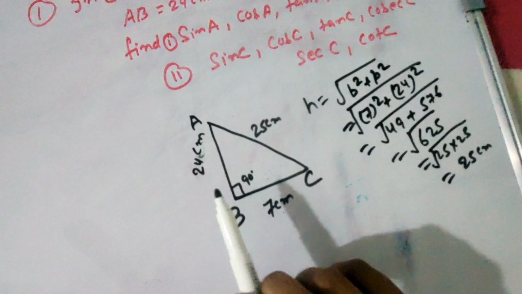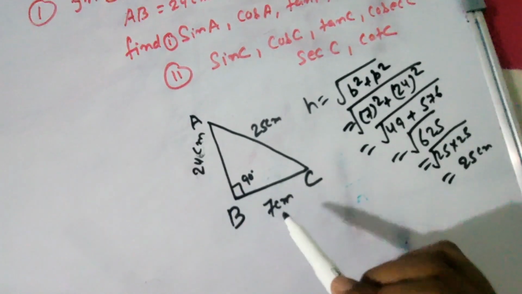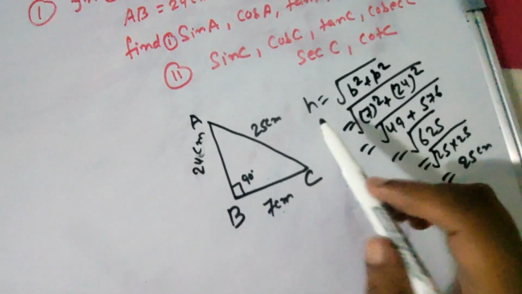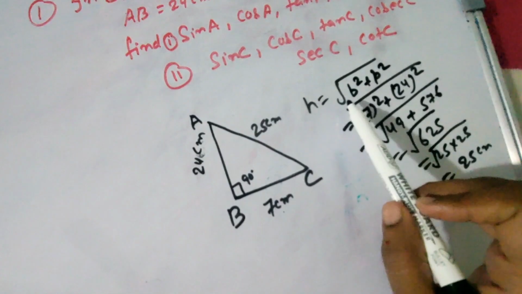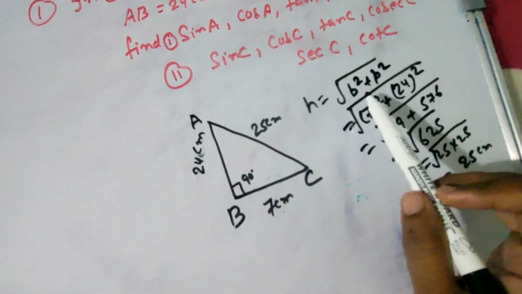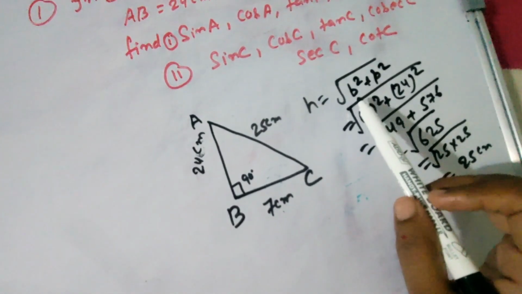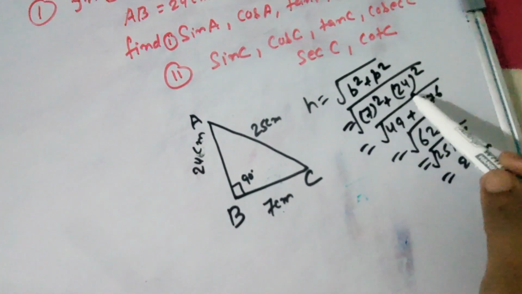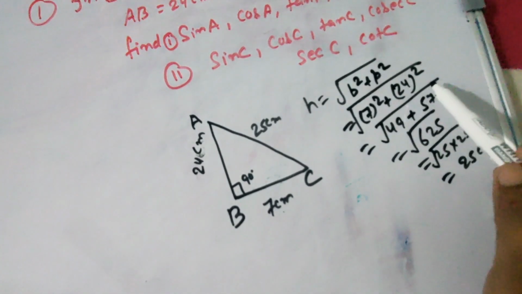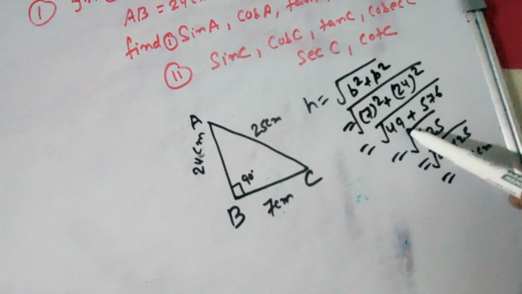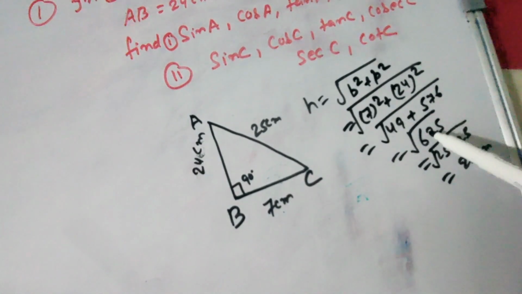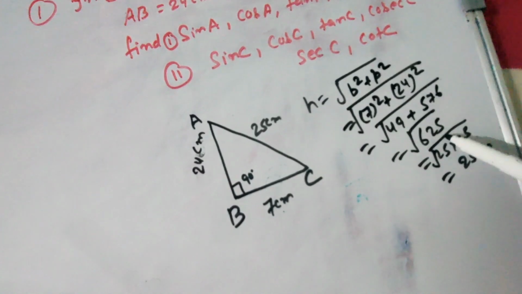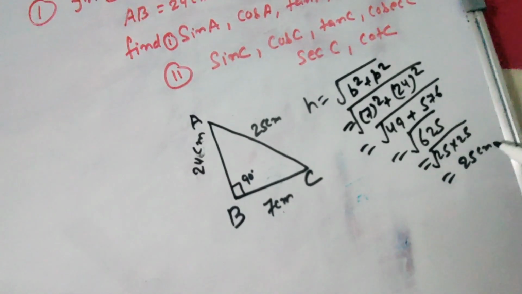Here the perpendicular is given and the base is given. First you find the hypotenuse. Hypotenuse formula is what? Square root of perpendicular square plus base square. Base is 7 into 7, perpendicular is 24 into 24. Then 49 plus 576, and you get the answer 625. Then the square root of 625 is 25 centimeters.